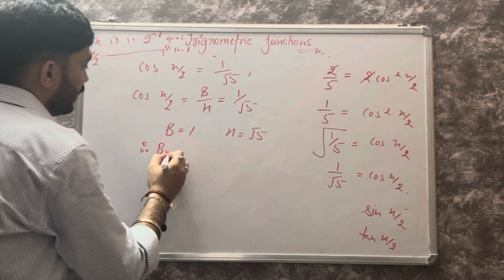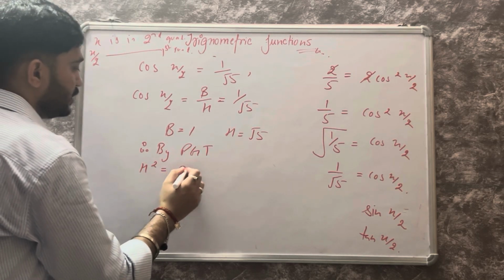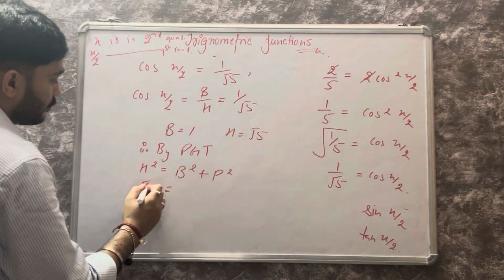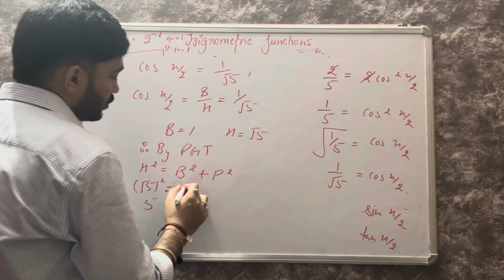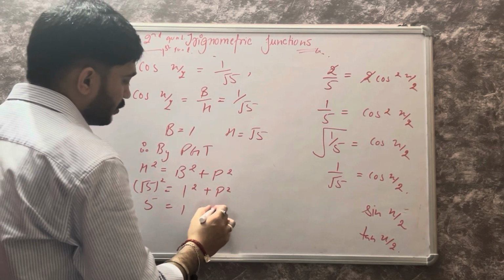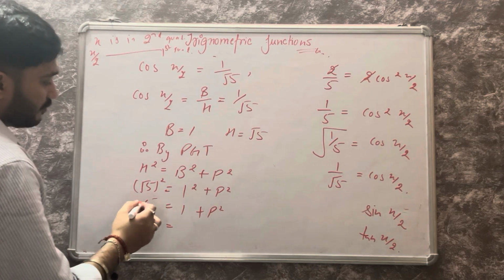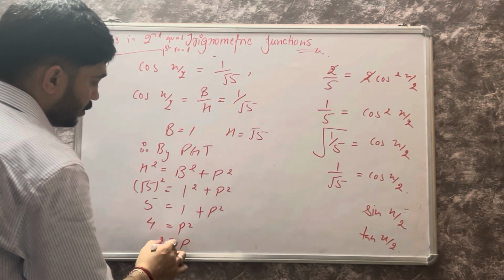Therefore, by the Pythagoras theorem, h square is equal to b square plus p square. H square, under root 5 square, is 5. B square, 1 square, is 1. P square we don't know and we are going to find p square. 1 got subtracted on that side. 5 minus 1 is 4. P square is 4, so the value of p will be 2.